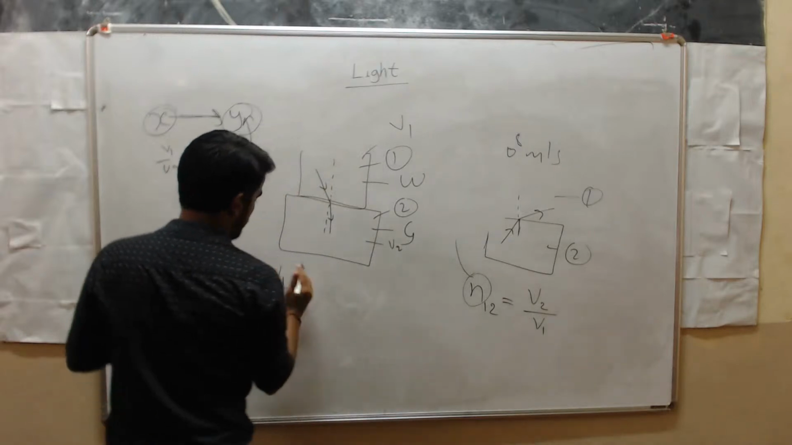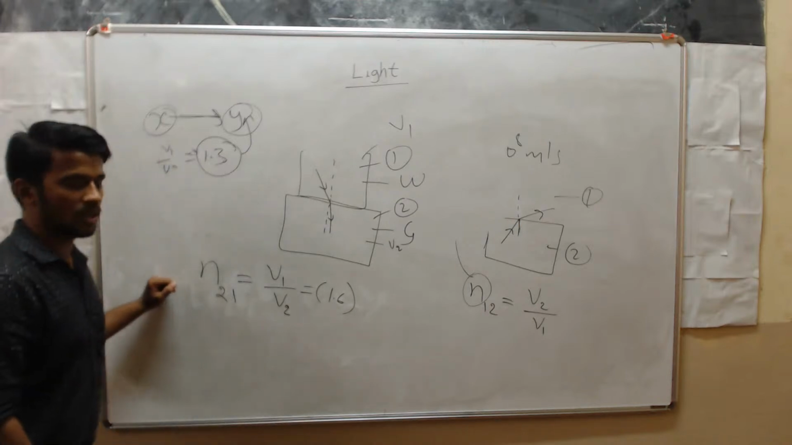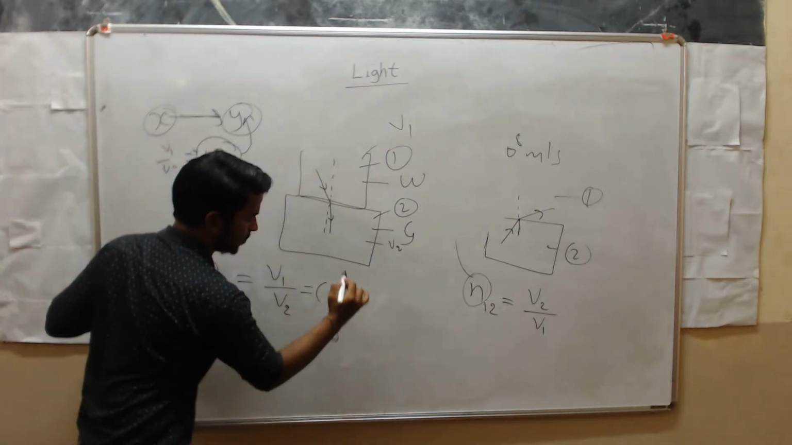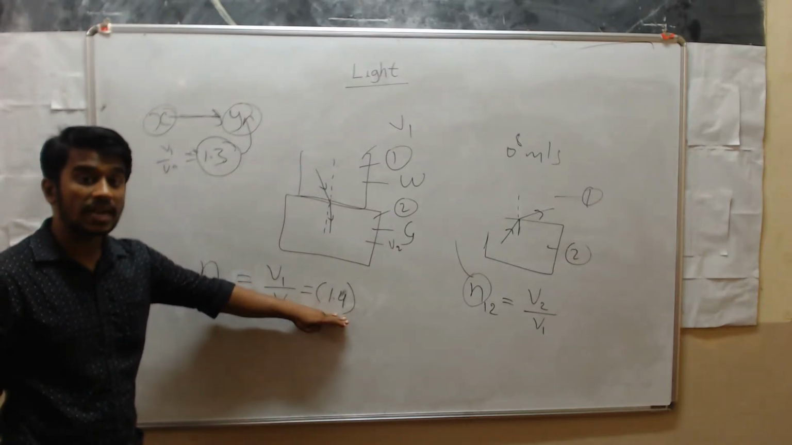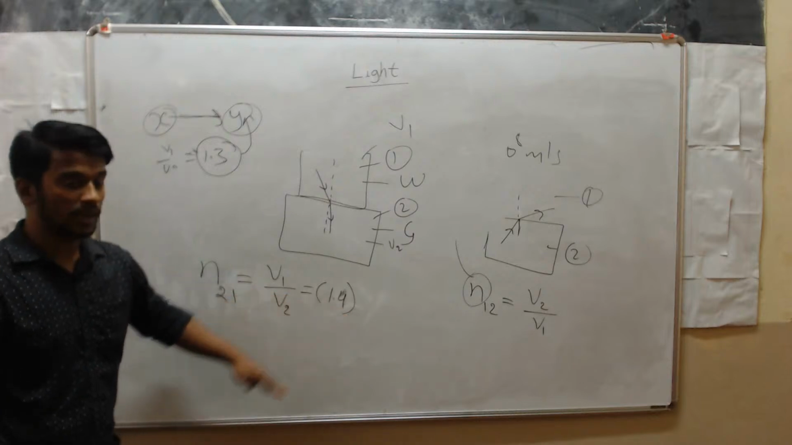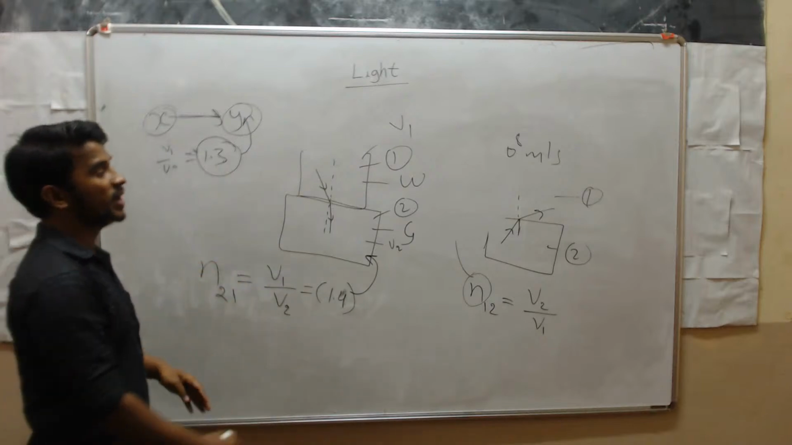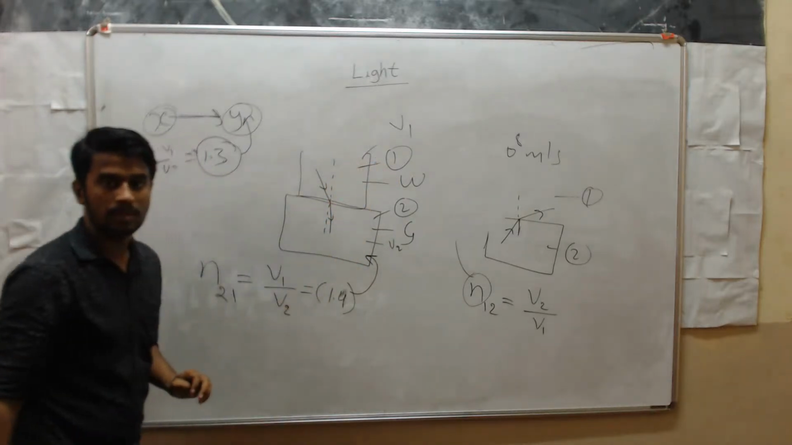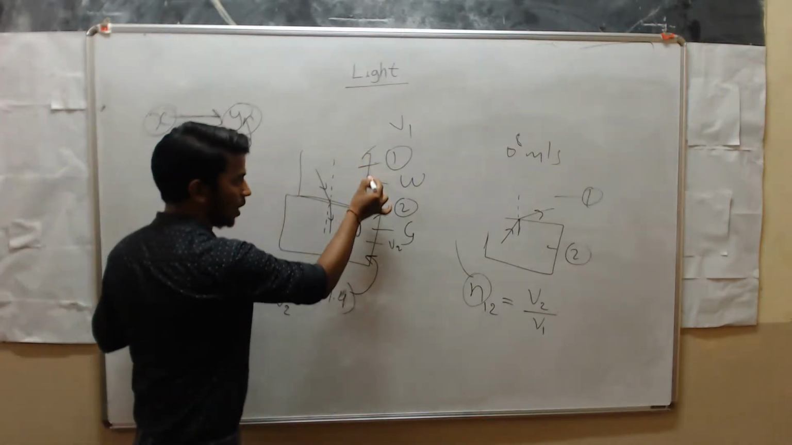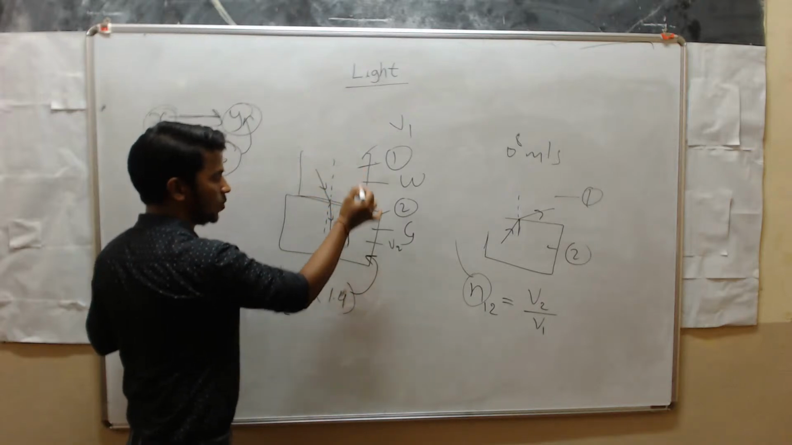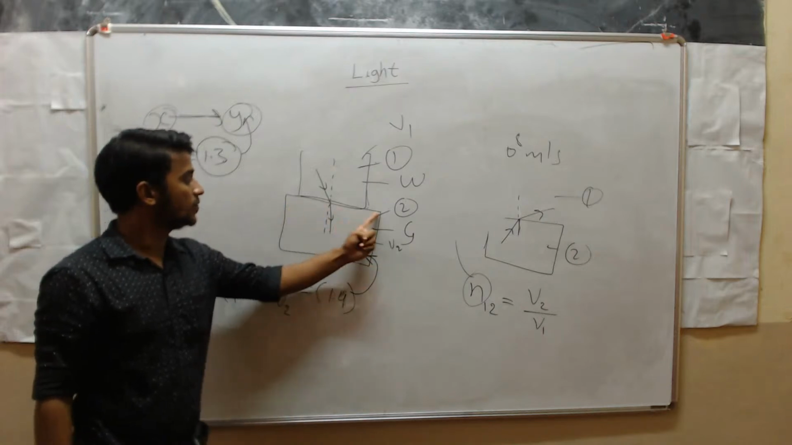Okay, so while doing this, you will get one answer. Just imagine 1.6 or, say, take 1.4. Now this 1.4 is the refractive index of the glass medium, or medium 2, with respect to medium 1. Or we can say that the speed of light in water medium is 1.4 times greater than the speed of light in glass medium.